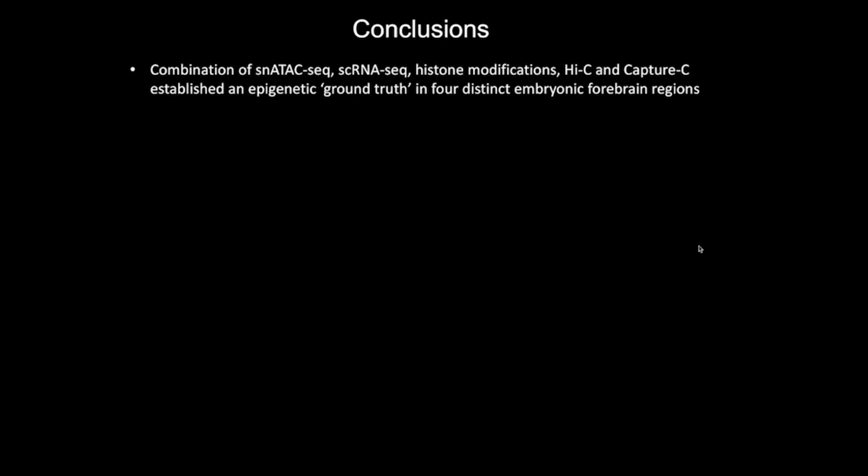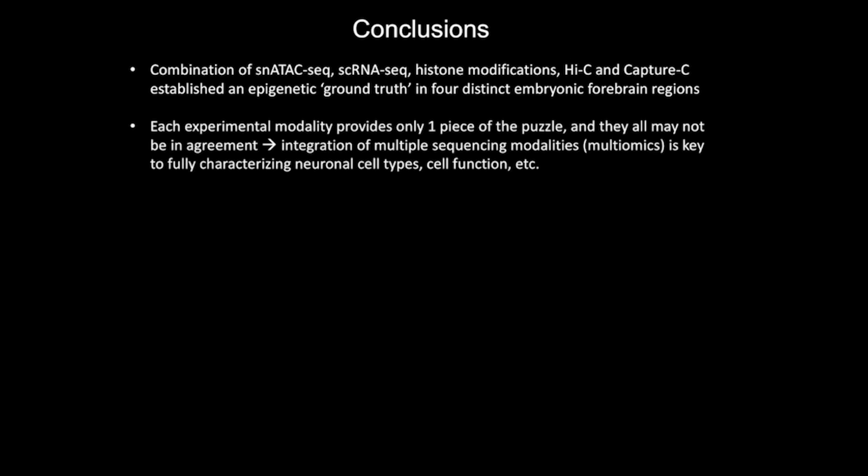Okay, so just to summarize, we performed a variety of assays in different brain regions in the embryo that give rise to different subsets of neurons to establish an epigenetic ground truth, so that we now have a good understanding, both at the RNA level and gene regulation level, of similarities and differences between regions in the embryonic mouse brain. And I just, again, want to stress that each type of data is only one piece of the puzzle, and we can only truly understand the state of the cells if we try to put many of these pieces together, because you can sometimes be misled if you're only focusing on one type of modality.